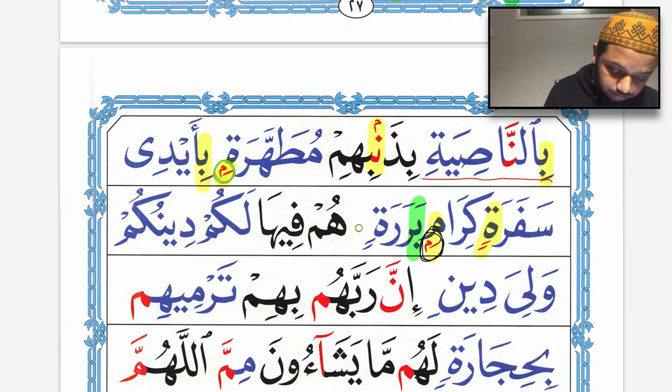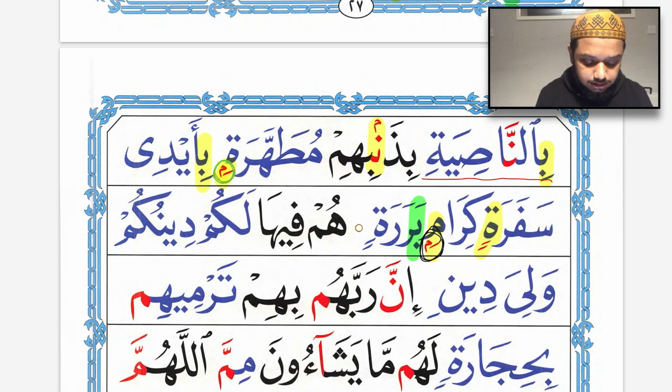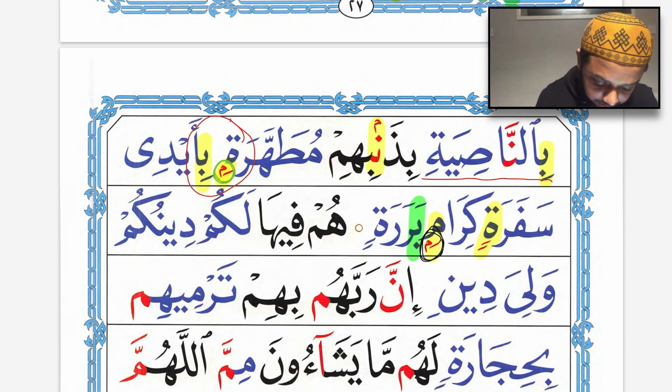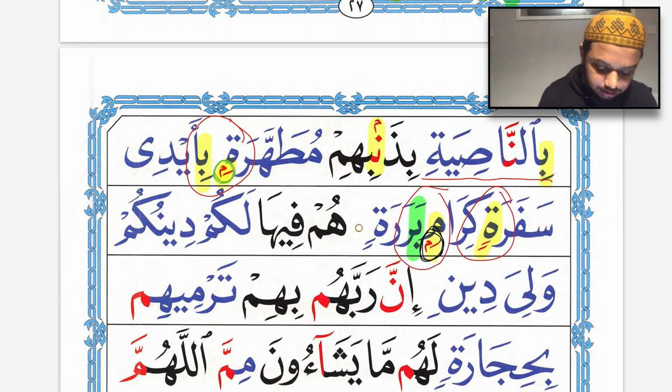So now let's read this full sentence. Mutahharatin bi aidi safaratin kira mim bararatin. Mutahharatin bi aidi safaratin kiramin bararatin. So here we have iqlab, here we have ikhfa, and here we have iqlab again. Mutahharatin bi aidi safaratin kiramin bararah.